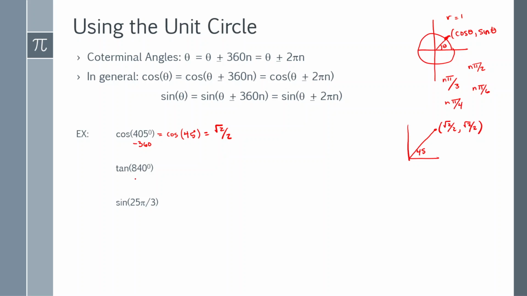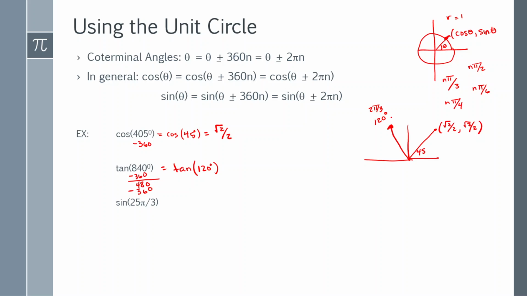Okay, so we can do the same thing here with 840 degrees. So I'm going to subtract 360. That's 480, so I'll do it again. And so what I really have is the tangent of 120 degrees. These two things are equal to each other because those angles are coterminal with each other. So 120 degrees is over here. Okay, that's the same thing as 2 pi thirds.